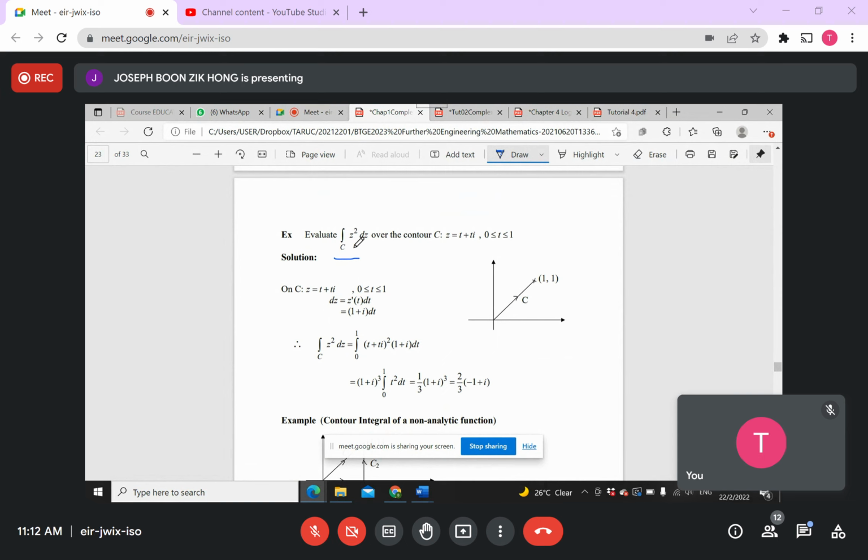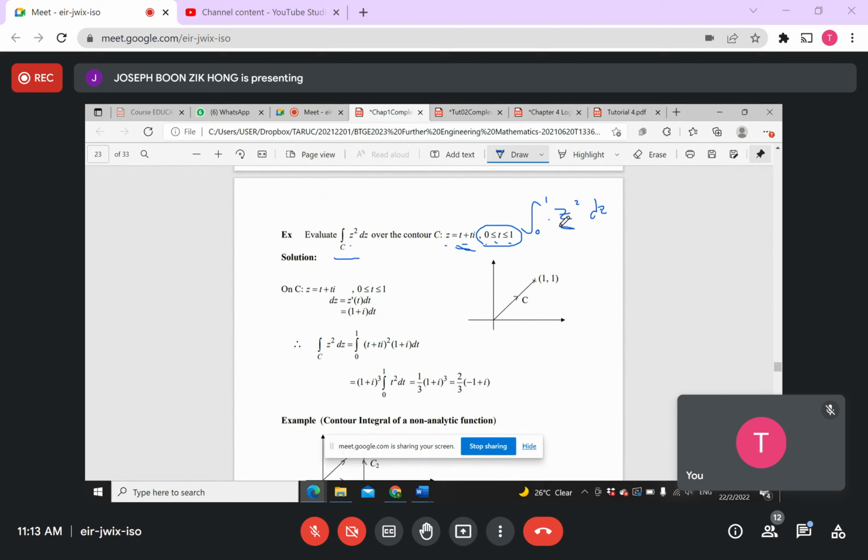The integral of z squared dz over the contour of z equal to t plus ti. Okay, so how are we going to do this one? You have to take note that t is 0 to 1. Normally they will tell you t is from this to that so that you can integrate from the starting point to the last point. And then your z squared is what? Your z is t plus ti. So change your z into this, because what you have is z squared dz, and this one is with t. So you have to change everything into t.